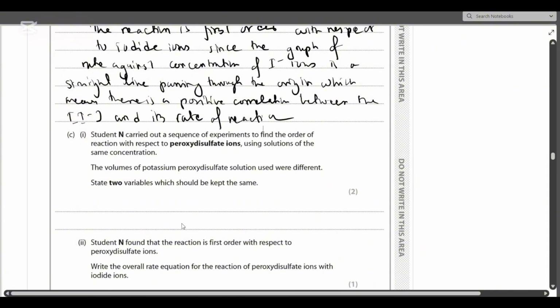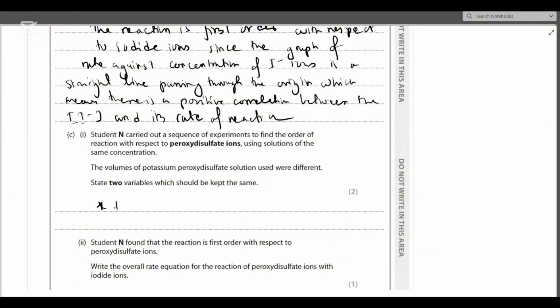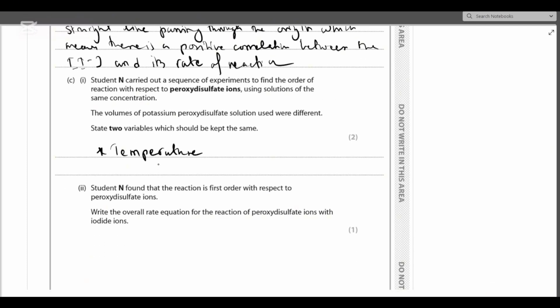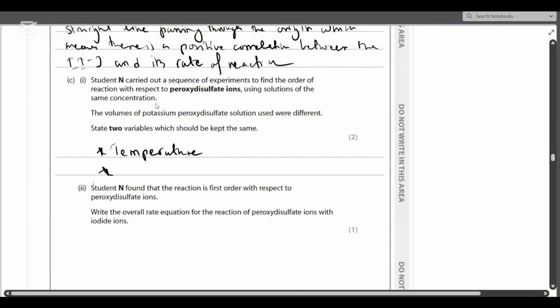Now, the two controlled variables we can say is that we should keep the temperature the same for each experiment carried out, because temperature greatly affects the reaction rate. So if the temperature remains the same each time the experiment is carried out, the experiment will remain fair. Another variable that's going to maintain the fairness of the experiment is the total volume of the reaction mixture. If the total volume of the reaction mixture is kept the same, then we'll be able to get a valid reaction rate for each experiment.